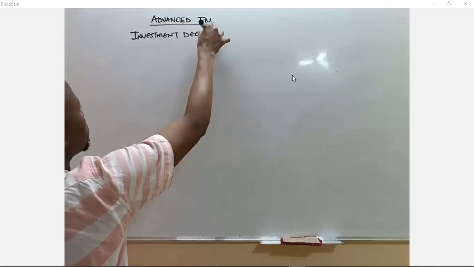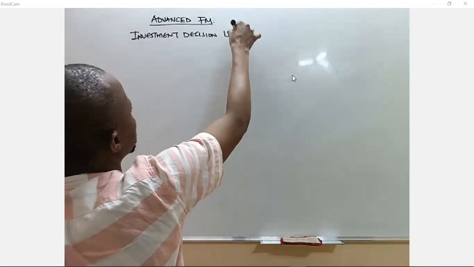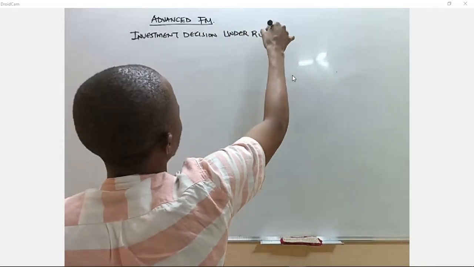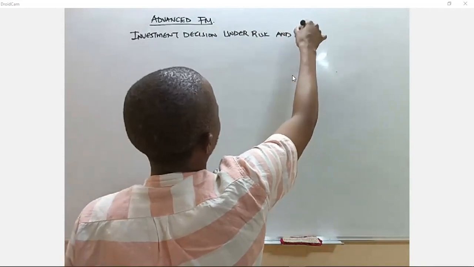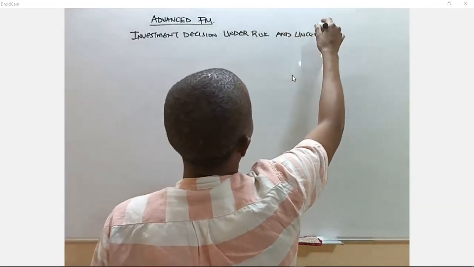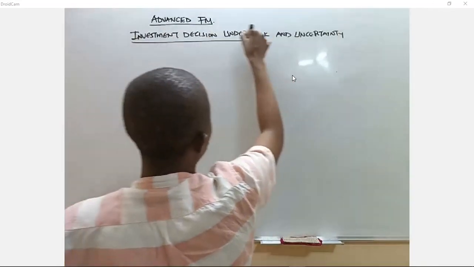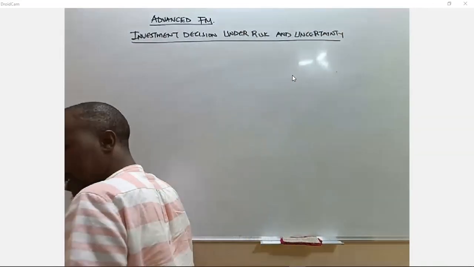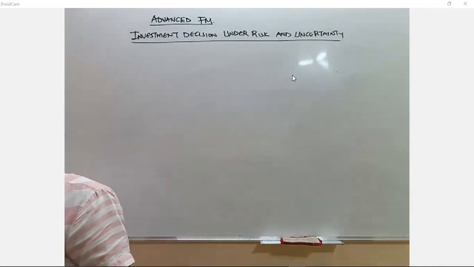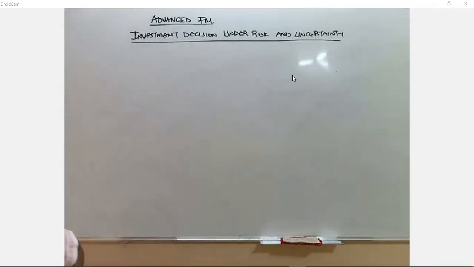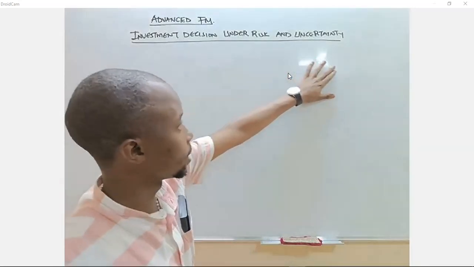I'm talking about investment decision under risk and uncertainty. So the most important thing here, and which I just want us to look at, is the uncertainty aspect. The most important thing is understanding how we can make decisions under risk and uncertainties.